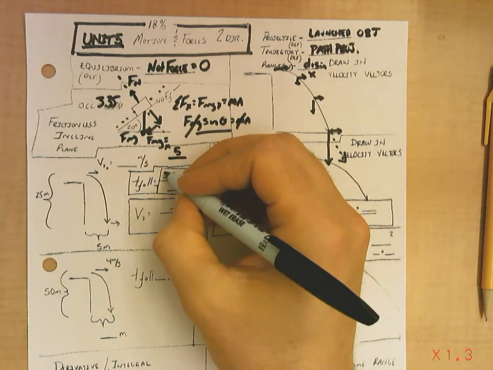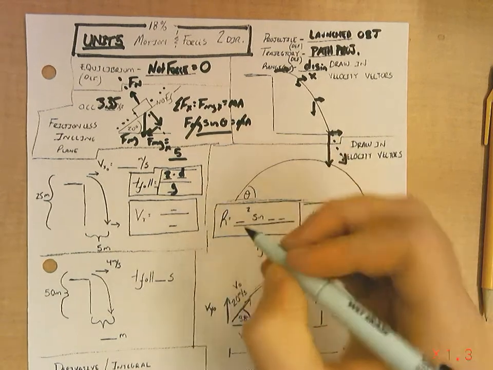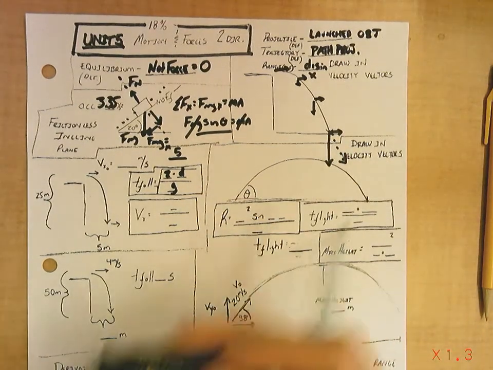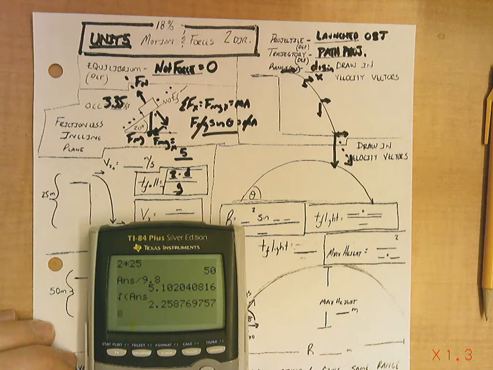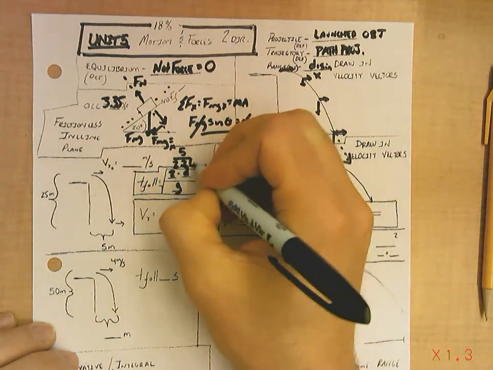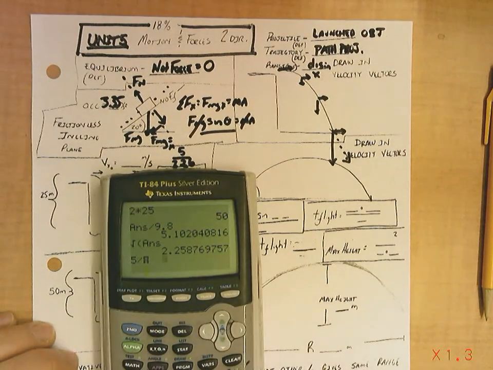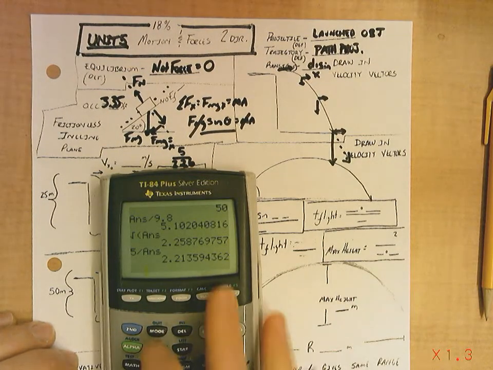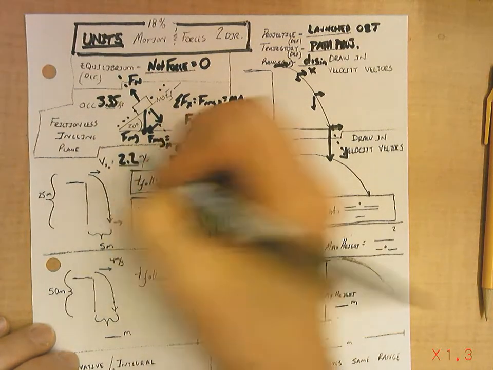Here's a little reminder for those that aren't using their formula sheet. 2d divided by g is how we come up with that. So when we're ready to find how long it takes to fall 25 meters, we just say 2 times 25 divided by 9.8 and we square root it. It's 2.25, 2.26 seconds. So our fraction is 5 over 2.26. And we get 2.21 for our Vx.